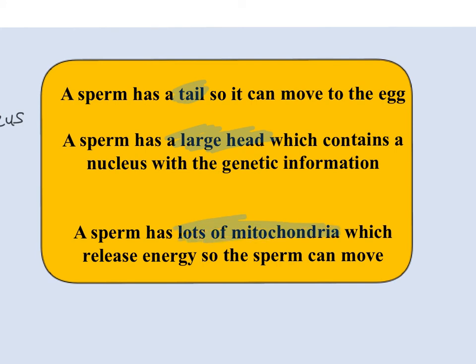And then I'm going to choose red. Tail, so it can move. Large head, so it contains lots of genetic information. Lots of mitochondria, so lots of energy is released, so the sperm can move.